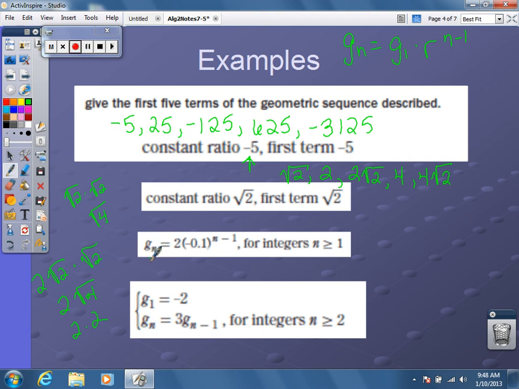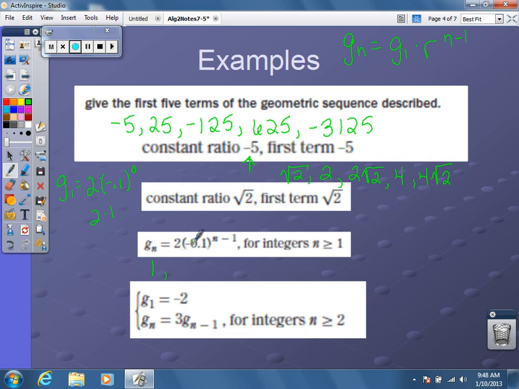Okay, let's find the first 5 terms of the sequence. Well, I'm going to erase my work over here. What is g sub 1 going to be? G sub 1 will be 2 times negative 0.1 to the 1 minus 1, which is 0. Anything to the 0 power is 1, so that's 2 times 1. The first term is 2.